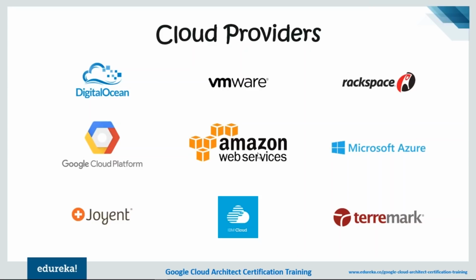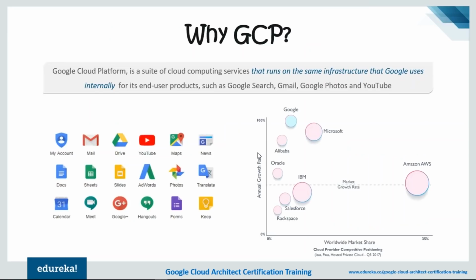Now, what makes Google stand out from this crowd? Let's see. Google Cloud Platform is a suite of computing services that runs on the same infrastructure that Google uses internally for its end-user products such as Google Search, Gmail, Google Photos, and YouTube. And we all know how big the database of Gmail, YouTube, and Google Search is. I don't think in recent years Google servers have ever gone down. In the bottom here, you can see that Google is the only company which has the highest growth rate. The growth rate is even more than 100%.